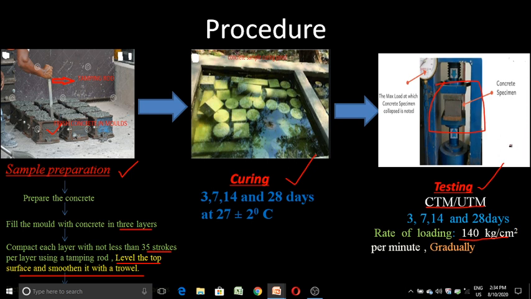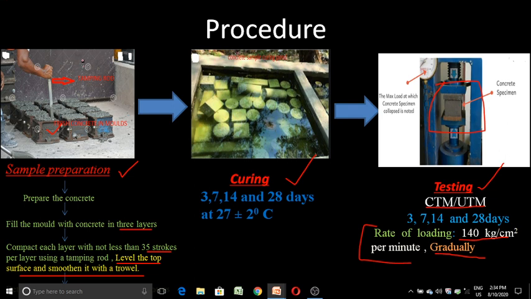For every minute you have to apply 140 kg per centimeter square, and that load must not be applied suddenly. The load must be applied gradually. How to apply the load? The load must be applied gradually. Don't forget, it is a very important question for your competitive examinations. The rate of loading applied in the compressive test on concrete is 140 kg per centimeter square per minute. That is, we have to apply the force gradually.